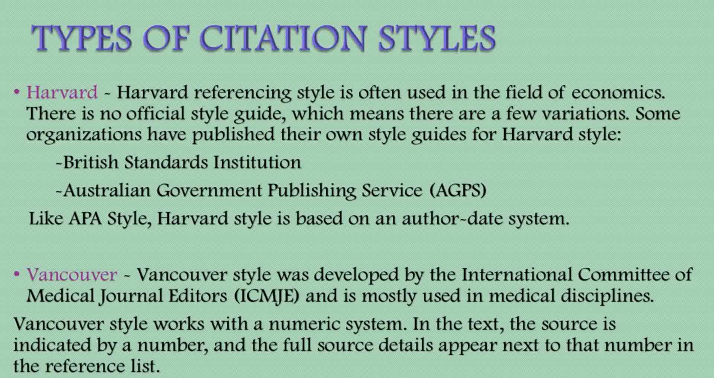The next one is Vancouver. Vancouver style was developed by the International Committee of Medical Journal Editors (ICMJE) and is mostly used in medical disciplines. Vancouver style works with the numeric system. In the text, the source is indicated by a number and the full source details appear next to that number in the reference list.